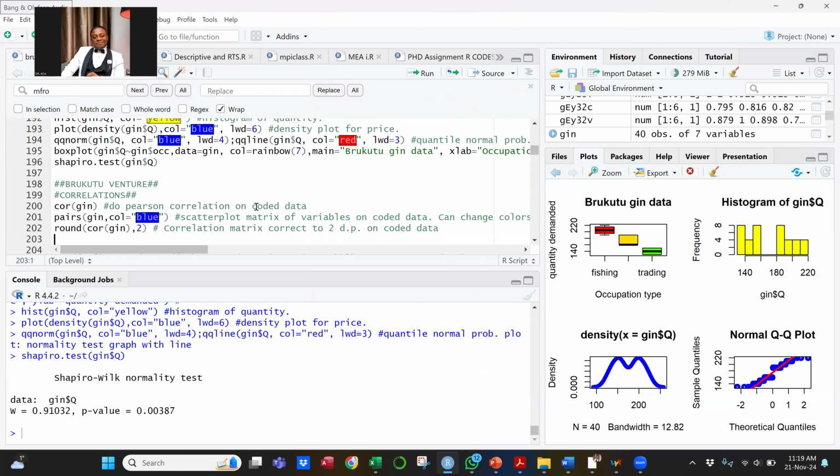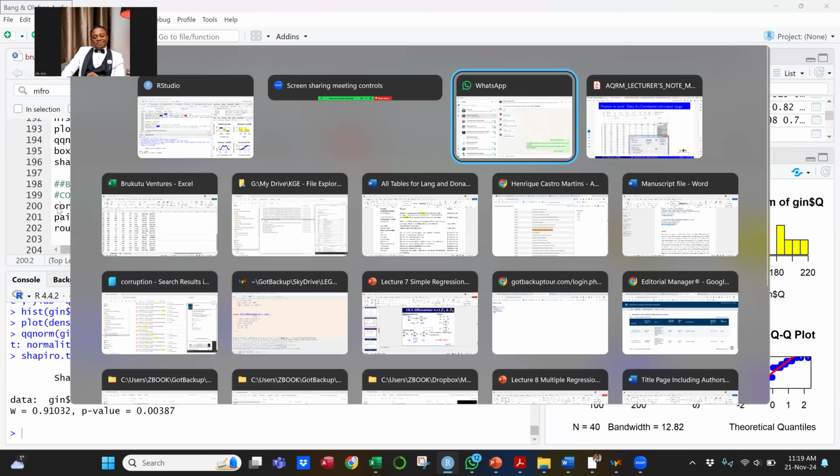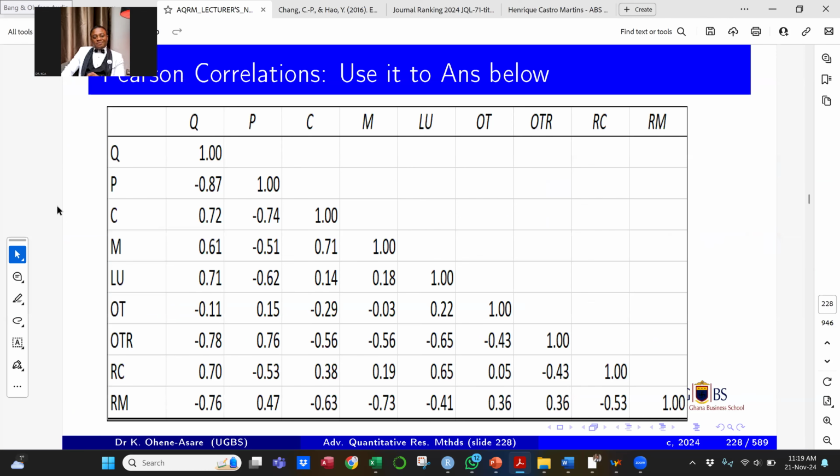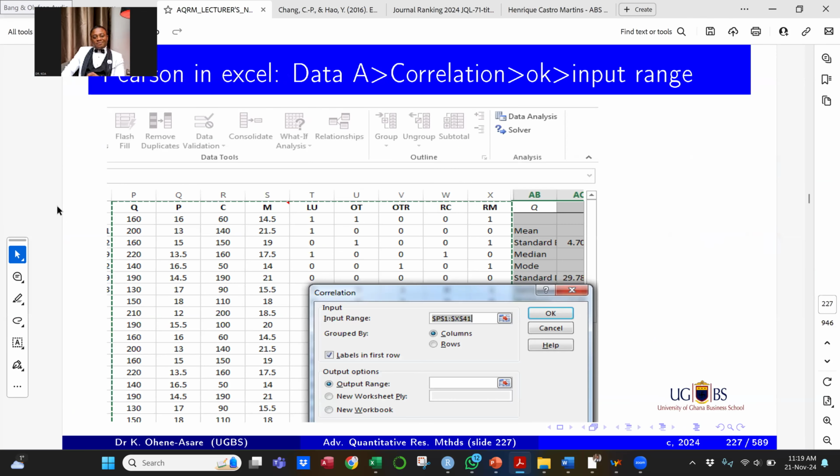Correlation. Now, when you want to do correlation, you need to use the coded data. But we have already seen, and listen carefully, that dummy variables are not needed when you are doing descriptive statistics or correlation. So I'm not going to use this command, and you have it here. You can do the correlation in Excel.